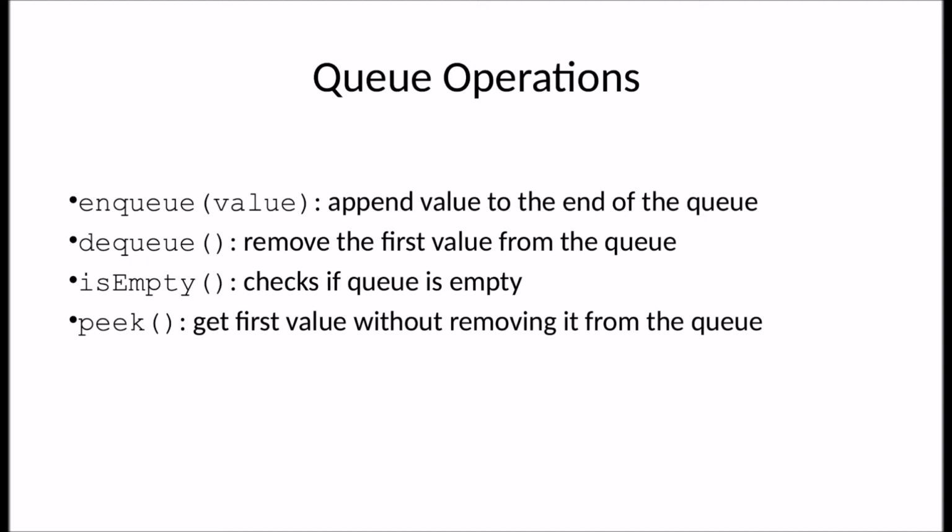Now, the most important functions are enqueue and dequeue. Enqueue takes a given value and appends it at the end of the queue. The dequeue operation simply takes the very first value, if there is any, at the front of the queue and returns it and removes the value from the queue. There could be additional functions such as isEmpty that checks if the queue is empty, or peek. Peek would take the very first value in the queue, return it without removing it from the queue.